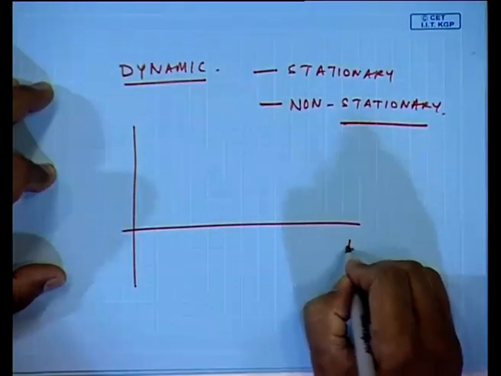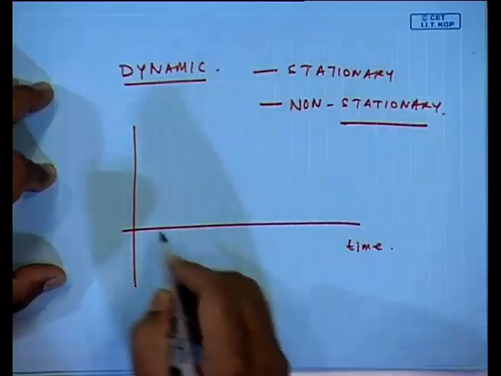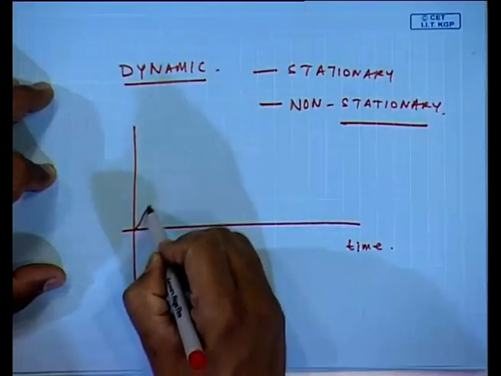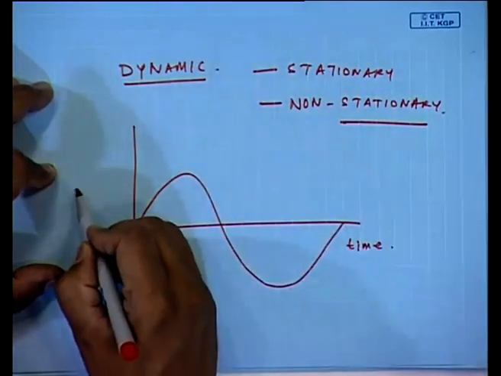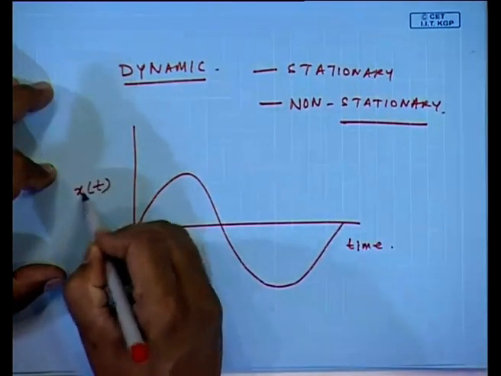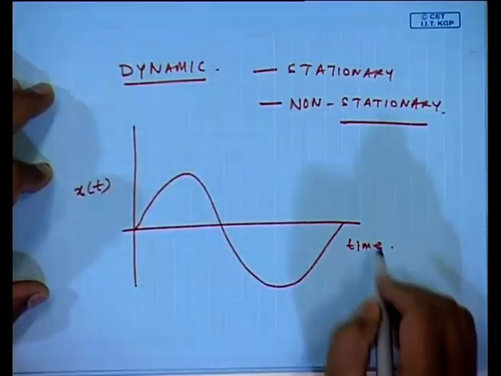Now, let us see stationary dynamic signals. So, if I have this time axis here, I could have a signal like this as a function of time, say I am writing this as x(t).